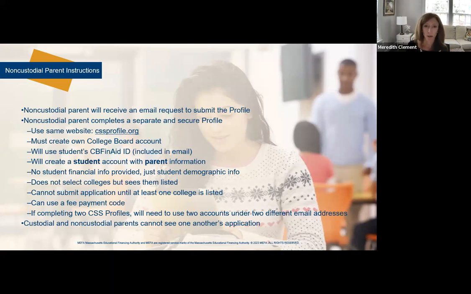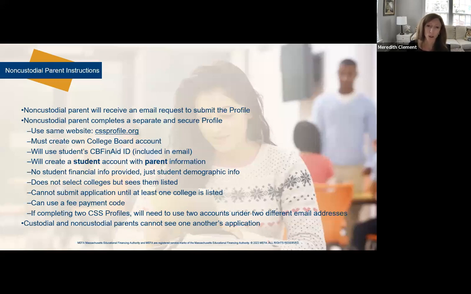On my profile as the non-custodial parent, I don't have to supply student financial information because that's already been supplied on the main profile. I'm just going to provide my own financial information and some demographic information about the student. I don't have to list the colleges where the profile is going. The student's already done that. And I can't submit the application until the student has actually selected a college, but usually that's already been done. There is a fee to submit the profile, and there are fee payment codes available. So those do apply to the non-custodial parent, and I'll talk about those in just a minute.